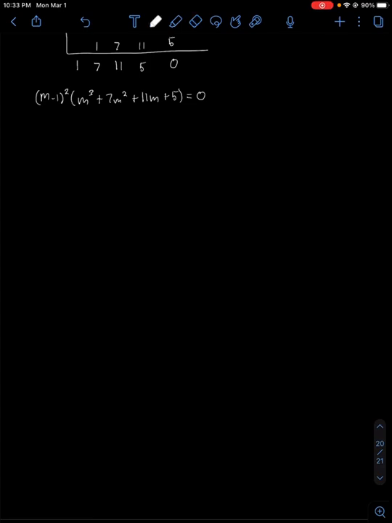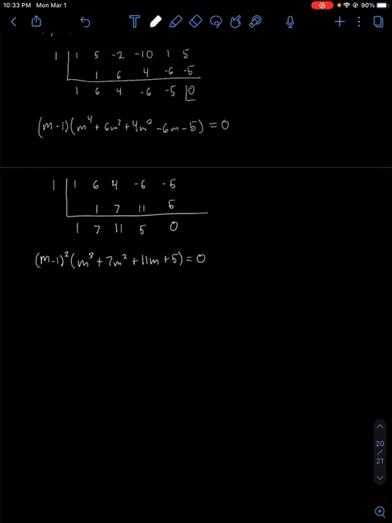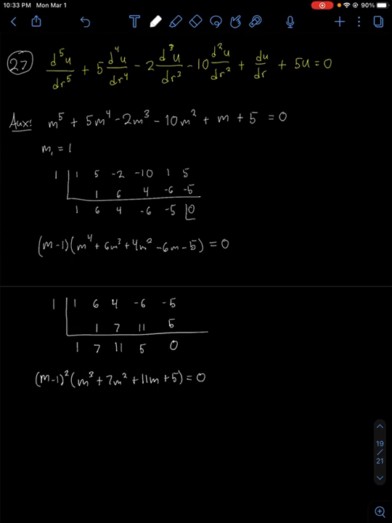So let's try -1. -1 plus 7 minus 11 plus 5. Is that true? We have 7 plus 5 is 12, and -11 plus -1 is -12. So that is true. Which means the second m, this multiplicity equals 2.